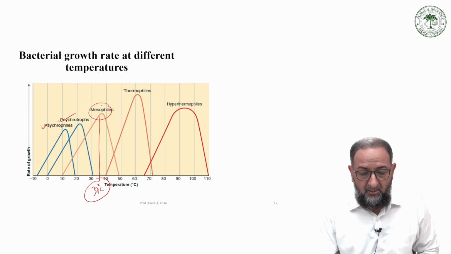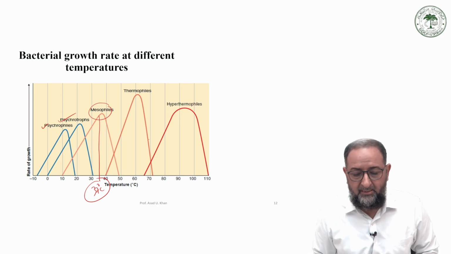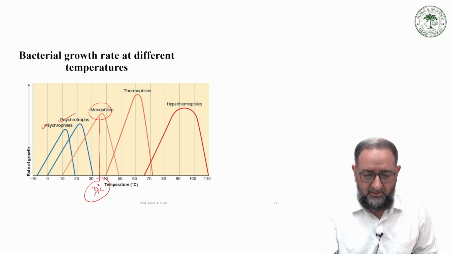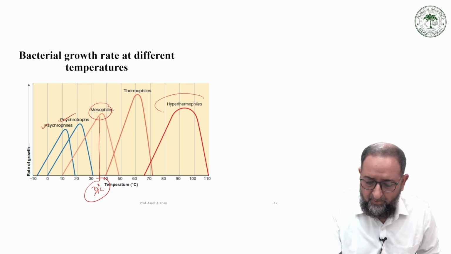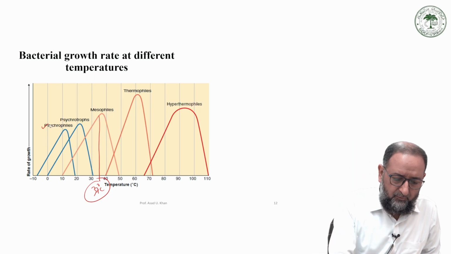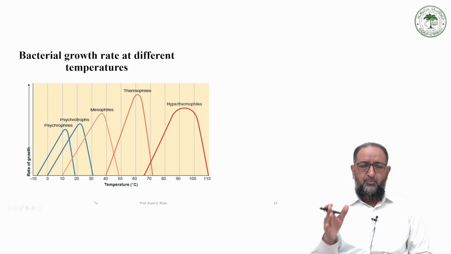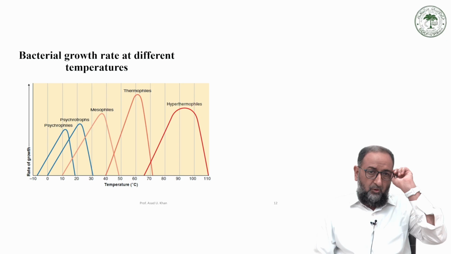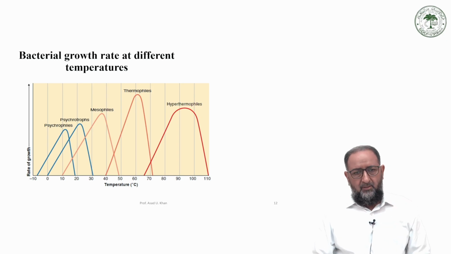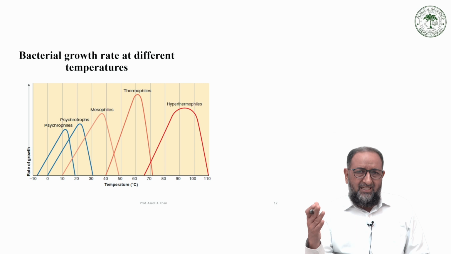Then thermophiles, which have a very high temperature, so they can grow even at 70 degrees centigrade, or even more than 70 degrees centigrade in the case of hyperthermophiles. So these are the 4 or 5 different categories of cells. We have discussed this part in the physiology, but here we are talking in terms of growth: how growth is controlled, how growth rate is maintained through these parameters.